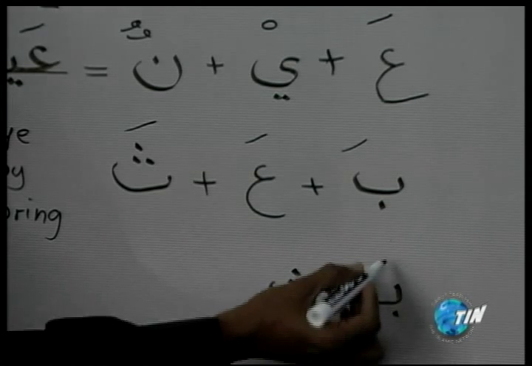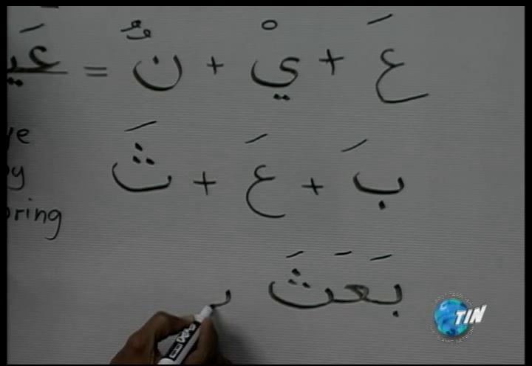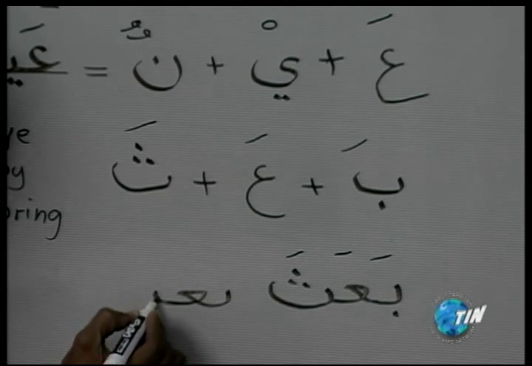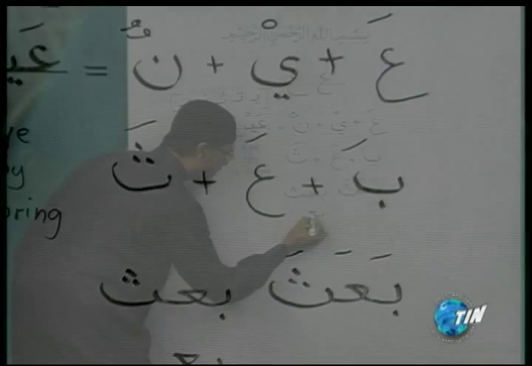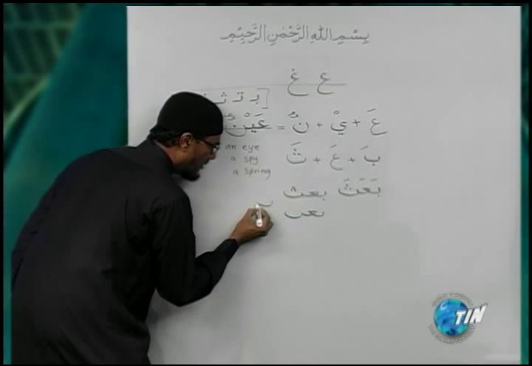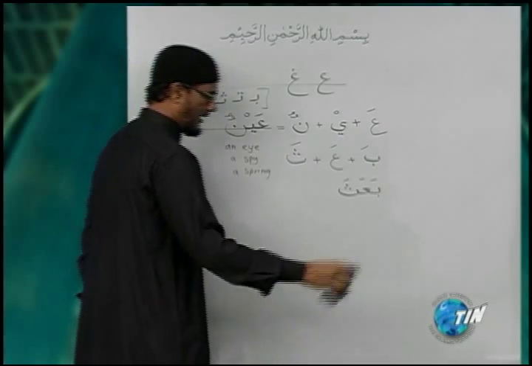Now let's look at the ayn again. We have ba'atha, but it looks like this. Let's try to write that ayn again. So we have ba. Come like this, and you go like that, and you come like this. And then the tha. So it's very easy. Like this, like that. That's ayn in the middle of a word. The same thing will happen for ghain. You just put a dot. So ba'atha means he sent.